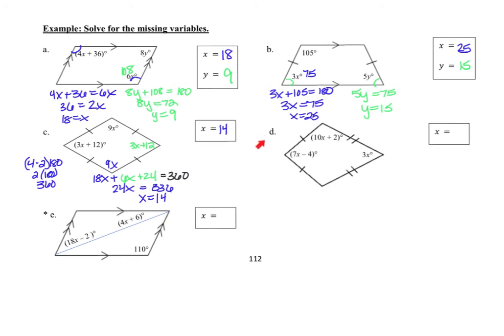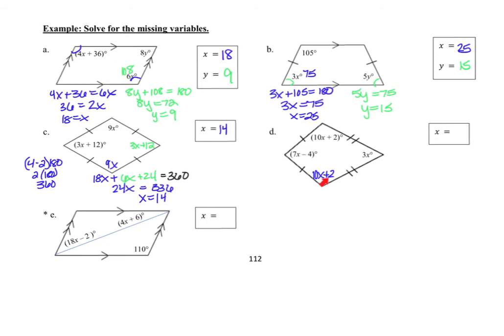Let's take a look at letter D. We have a kite, and we can apply the kite opposite angles theorem to know that this bottom angle is going to be 10x plus 2. So if I set these equal to each other, everything's going to zero out and I won't be able to solve for x. And then the kite opposite angles theorem says that only one pair of opposite angles are congruent. So I don't know if these are congruent. So we have to do the same thing we did over here.